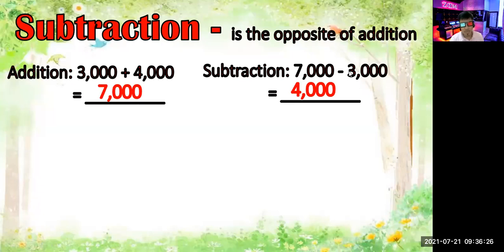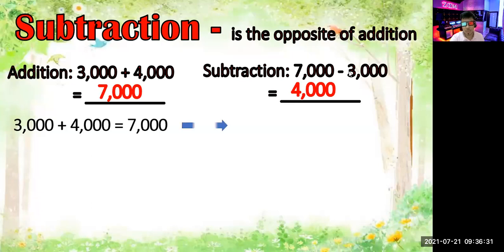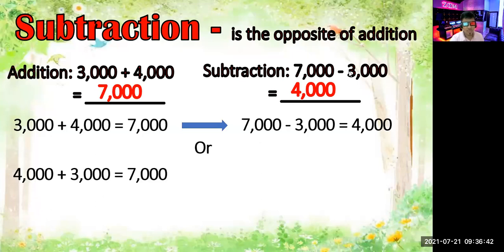So this is the opposite now. As you can see here, 3,000 plus 4,000 is equal to 7,000, or we can say here that 7,000 minus 3,000 is equal to 4,000. It's just like a mirror, okay? Or at first we write 3,000 plus 4,000 equals 7,000. If we change the arrangement of the numbers, we write the 4,000 first and then the 3,000. It shows the same answer, 7,000.